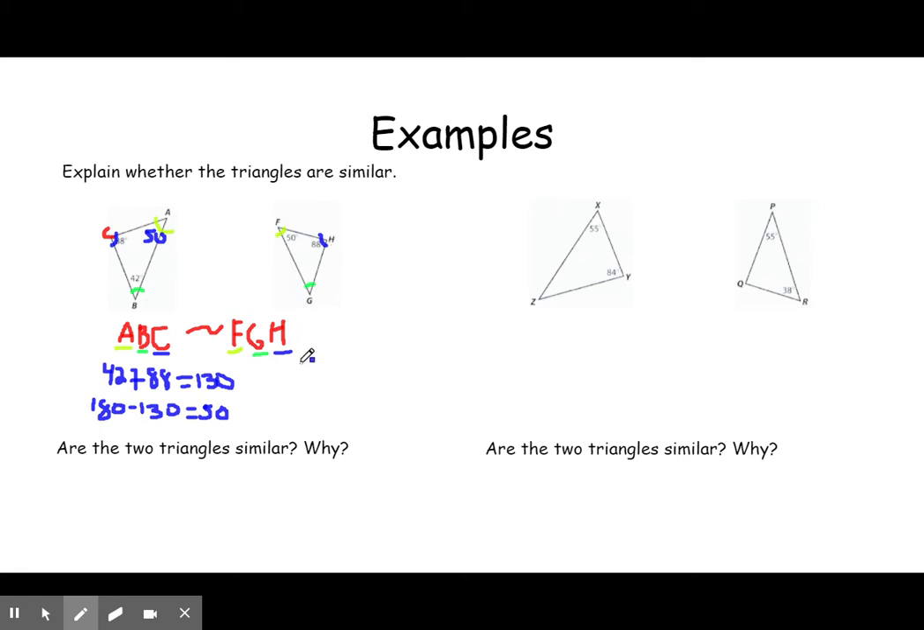So here we've got 50 plus, what is that, 88. All right, so again, if I take that 50, I add 88, we get 138. So now if I take 180, because all three need to add up to 180, I subtract 138. I'm going to do that in my calculator just to make sure. I get 42.